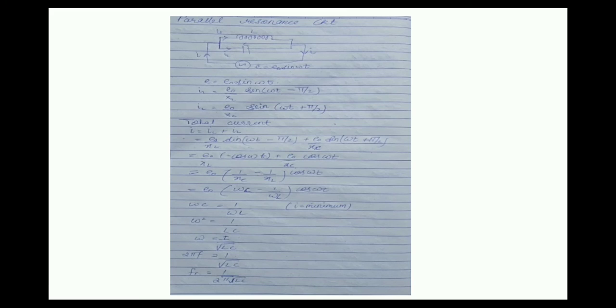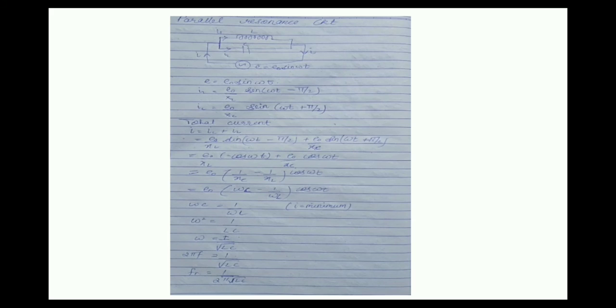Similarly, in a capacitor, as the current leads the EMF by a phase angle of pi by 2, we can write IC equals E0 upon XC sine (omega t plus pi by 2). Therefore, the total current I in the circuit at this instant is I equals IC plus IL. Substituting the values of IC and IL in the above equation, we obtain I equals E0 upon XL into sine (omega t minus pi by 2) plus E0 upon XC into sine (omega t plus pi by 2).